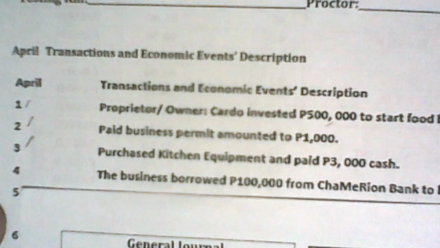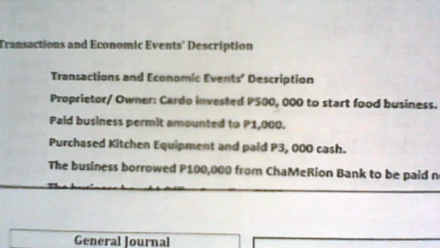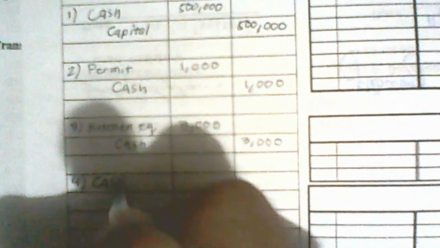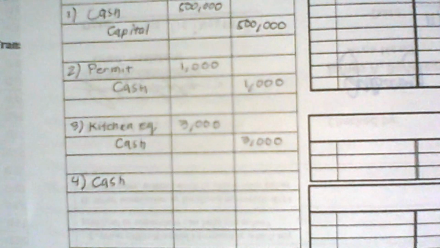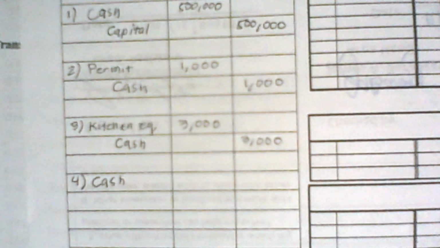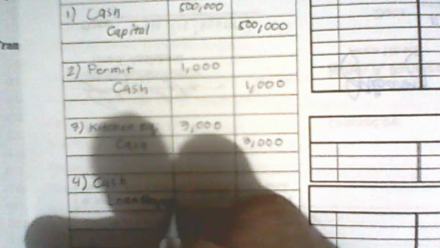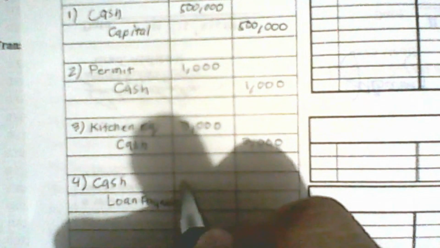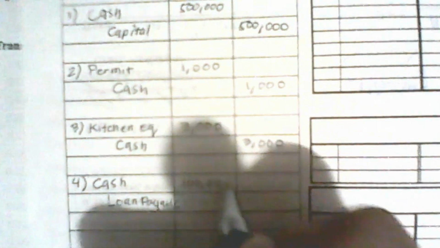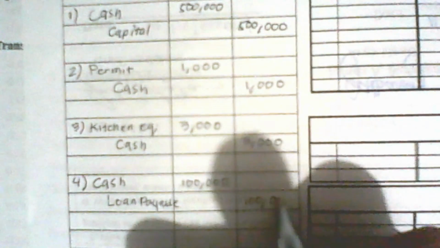Okay, the business borrowed 100,000 from the Chameleon Bank to be paid next year. So we borrowed money from the bank, 100,000. The entry here is cash, because we received cash from that borrowed money, but we need to pay that next year, and that will become our loan payable. So that is how much? 100,000. We are done in number 4.